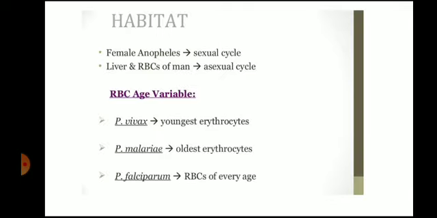Habits. It is mostly transmitted by the female Anopheles, which is by their sexual cycle, and in humans, the liver and RBCs are involved. This is transmitted by an asexual cycle. RBC age varies: vivax affects the youngest erythrocytes, malariae affects the oldest erythrocytes, and falciparum affects every age of the RBC.